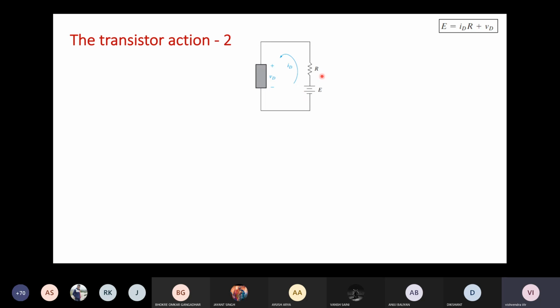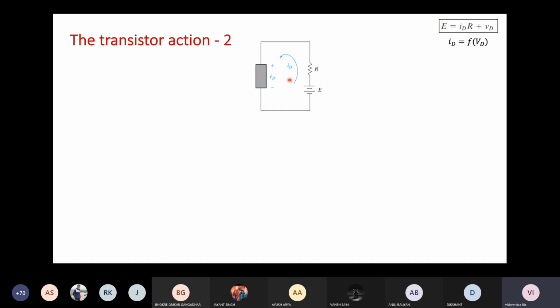If we apply KVL, Kirchhoff's voltage law, then you can see that E is equal to ID times R plus VD, where ID is the current through the transistor and VD is the voltage across the transistor. ID is also the current through the circuit. This is a simple KVL equation that satisfies this circuit's constraints.